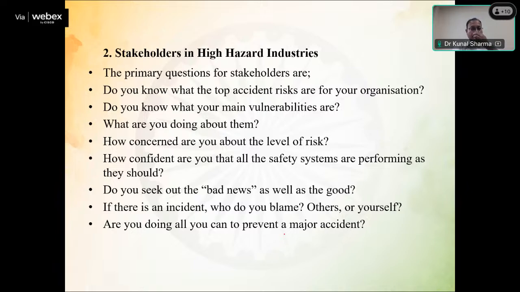Stakeholders in high hazards, there are some questions which we have to ask ourselves. Do you know what the top accident risks are in your organization? Do you know what the main vulnerable areas are? What are you doing about them? How concerned are you about the level of risk? How confident are you that your safety systems are performing well? Do you seek out the bad news as well as the good? If there is an incident, who do you blame, others or yourself? Are you doing all you can to prevent a major accident? These are all questions we have to ask ourselves.